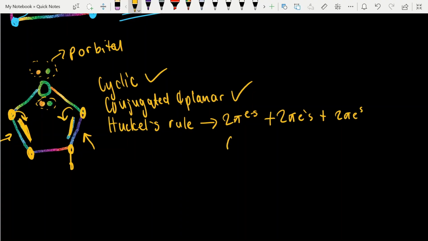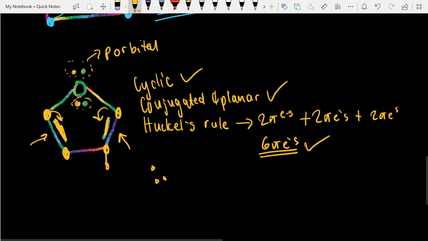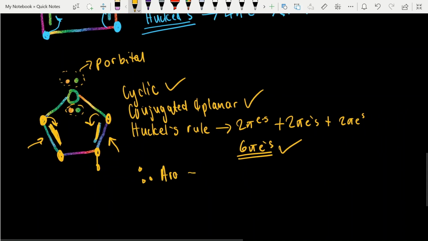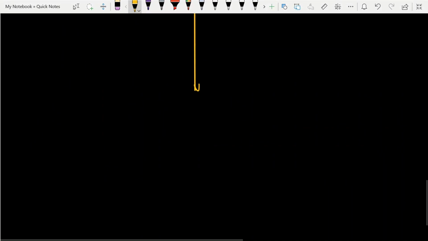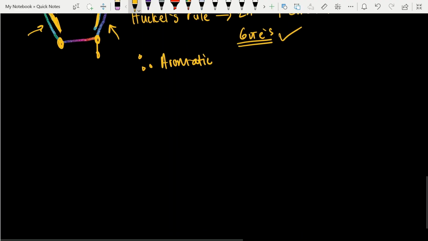And what do we get? 6 pi electrons. And what does Hückel's number want? Either 2 or 6 or 10. So definitely it qualifies. And therefore, this is aromatic. So you see how we check if it's aromatic? Yes, the carbons definitely must have a double bond. If there is no double bond on all carbons, then we have a problem. Okay, that's the simplest way to say it.